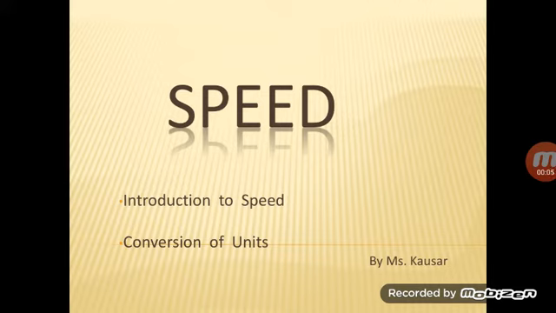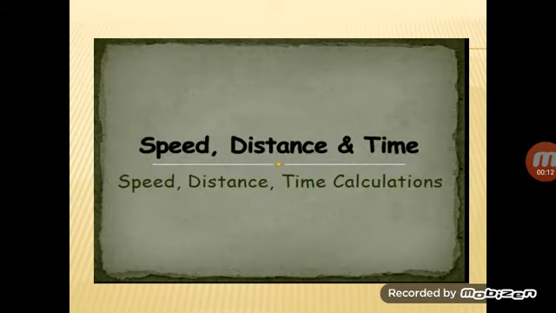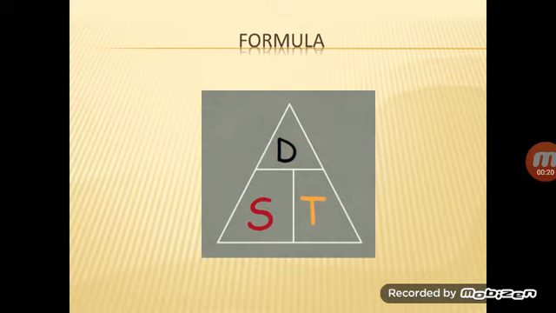In the lesson we will learn about speed and we will see how to convert different units of speed. Speed is all about distance and time, and we will do the calculation about these three things: speed, distance and time. The formula to find the speed, you must remember this triangle, which shows the relationship of distance, time and speed. Speed equals distance traveled over time taken.